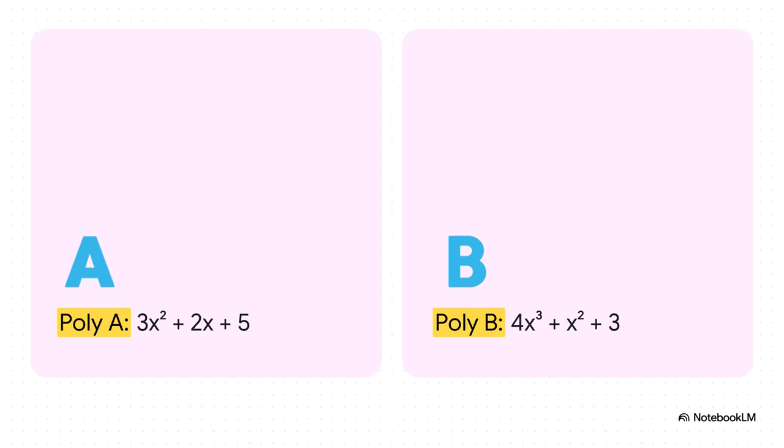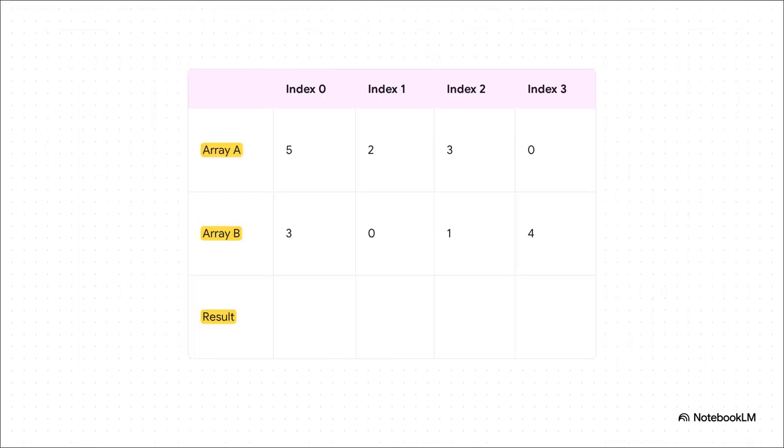Polynomial A is 3x squared plus 2x plus 5. And polynomial B is 4x cubed plus x squared plus 3. First things first, we convert both of them into their array forms. We make sure they're the same length just by adding zeros if we need to. So array A becomes 5230, and array B becomes 3014. When we line them up by index like this, it's basically the computer's way of lining up all the like terms.